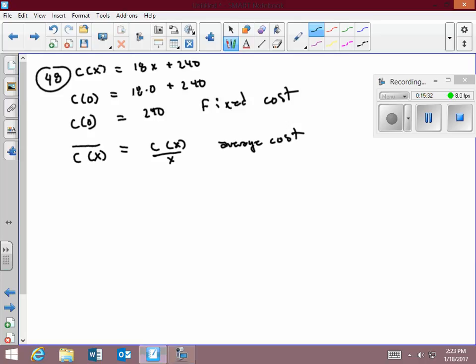As you produce more and more cups of lemonade and sell them, what's going to happen to your average cost? It'll decrease, won't it? Because your fixed cost will be spread over more and more units, right? The $2.40 will just keep getting spread over more and more units. That 18 cents is the added cost for each cup of lemonade, right? So each cup is going to cost you 18 cents more, and then that 240 is going to be spread out over more and more cups. So your average cost should go down, right?